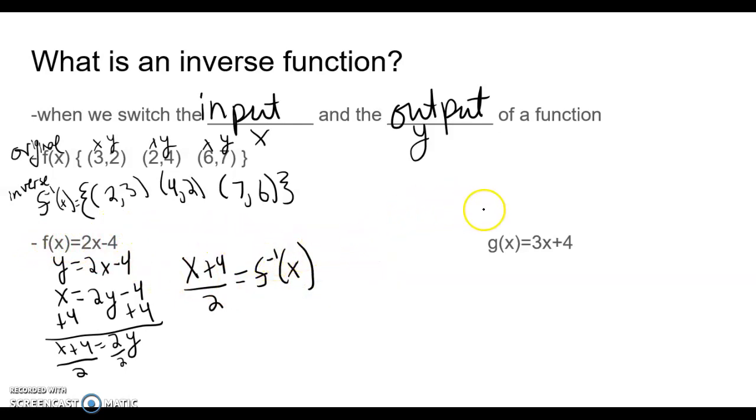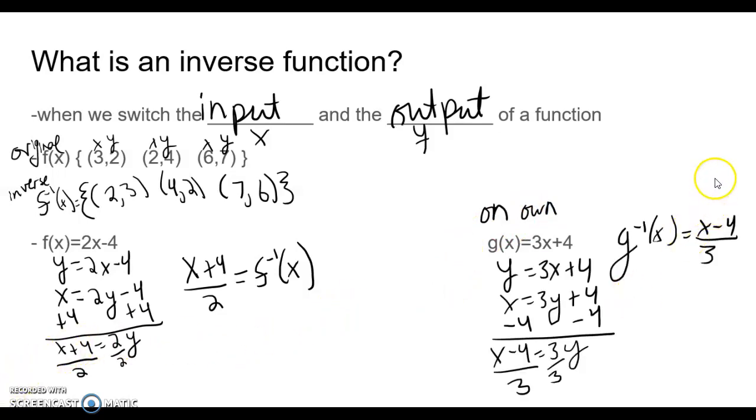I want you guys to pause this and try this one on your own. I will show the answer here in a second, but you're going to pause it and try g by yourself. Okay, so we should have gotten x minus 4 divided by 3 is the inverse of g. So this little -1 there is what tells us what the inverse is.